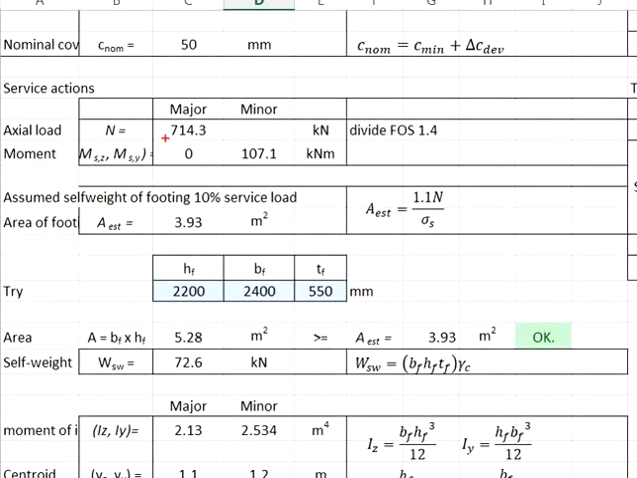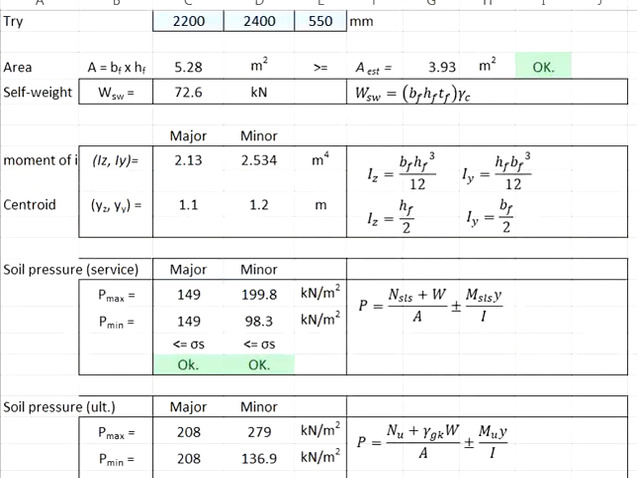Moment in the major axis is equal to 0, and in the minor axis equal to 107.1 kilonewton meter. You need the y and the I. These are geometrical properties of the pad footing. The y represents the centroid of the rotation of the pad footing when subjected to the moment.